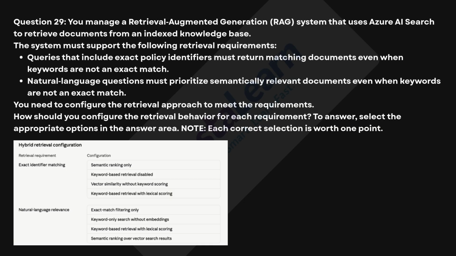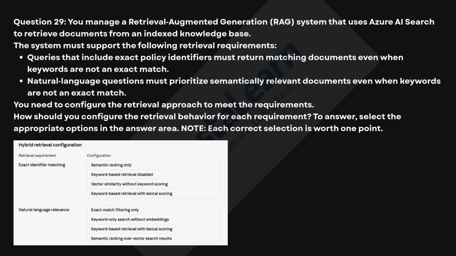Question 29. You manage a retrieval augmented generation system that uses Azure AI Search to retrieve documents from an indexed knowledge base. The system must support the following retrieval requirements. First, queries that include exact policy identifiers must return matching documents even when keywords are not an exact match. Second, natural language questions must prioritize semantically relevant documents even when keywords are not an exact match. You need to configure the retrieval approach to meet the requirements. How should you configure the retrieval behavior for each requirement? To answer, select the appropriate options in the answer area. Note: each correct selection is worth 1 point.